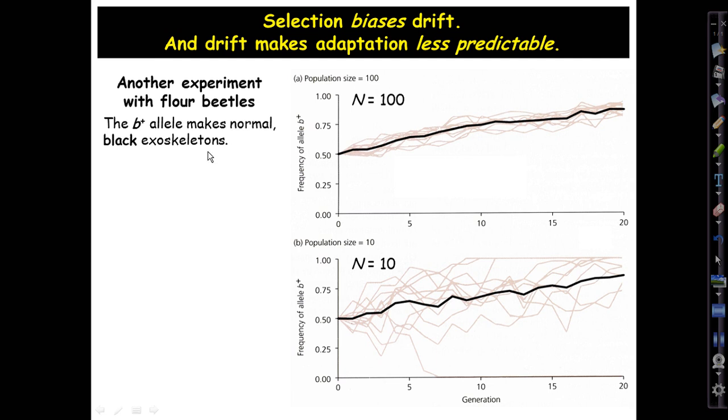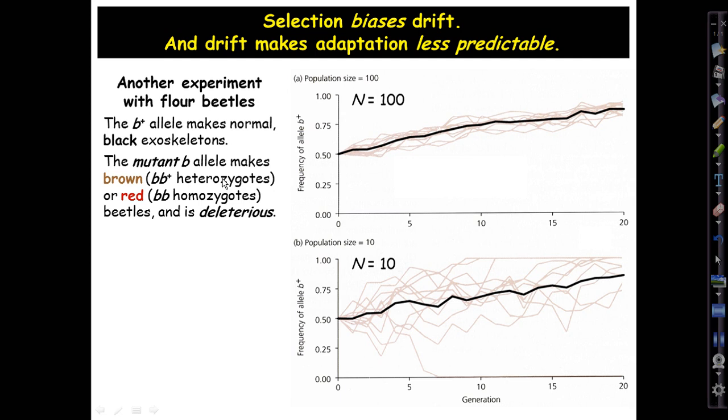There's a locus called B in flower beetles, where the wild type B+ allele makes normal black exoskeletons. This locus has a mutant allele, B, which makes brown exoskeletons in heterozygotes who are B+, or reddish exoskeletons, which can be distinguished from brown visually, which are the homozygotes, BB. The B mutation is also deleterious.